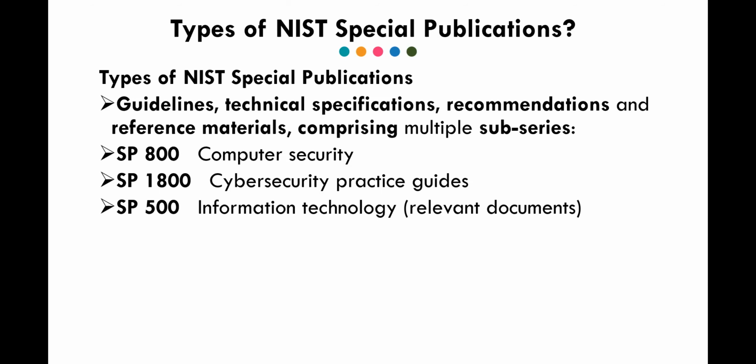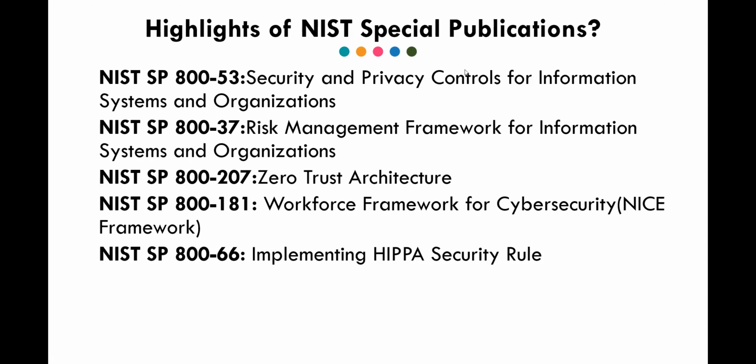So these are some, not all, of the popular ones. For most people, their first exposure to NIST will be the 800-53, NIST special publication 800-53, which covers security and privacy controls for information systems and organizations. Almost every federal agency and most state agencies have to use this to do their initial setup for their IT infrastructure, right?